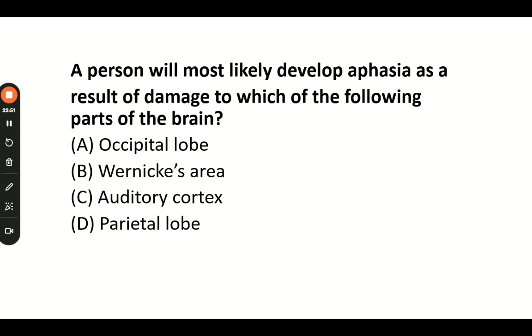All right, so if you develop aphasia as a result of damage to which of the parts of the brain, it could be Broca's, but the answer is Wernicke's. If you have damage on your Wernicke's area, you won't be able to understand language. That's called Wernicke's aphasia.